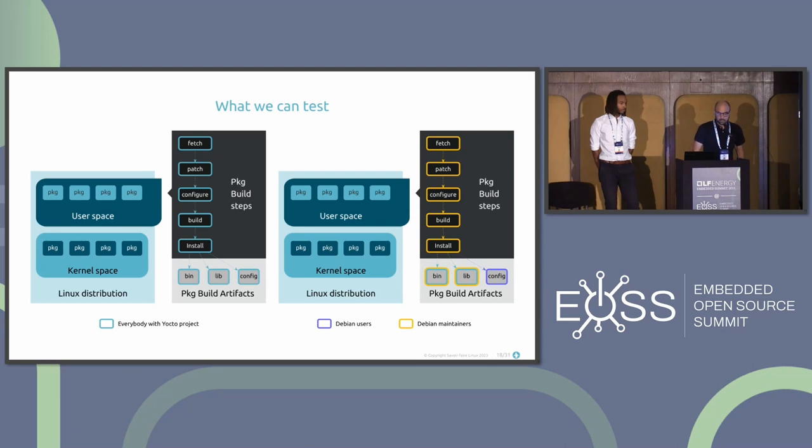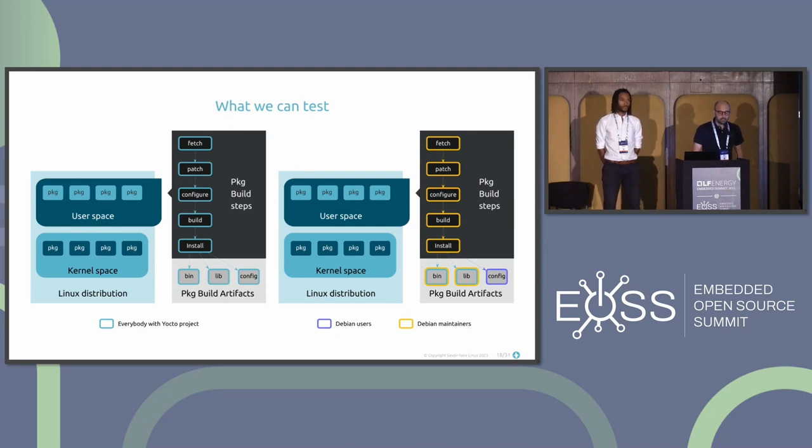What we can test is also important, depending on the distributions we're dealing with. On Yocto, because we are doing everything ourselves with the Yocto project and compiling everything from source, we can interact with all the steps. We can check that we can fetch, patch, configure, build, and install any packages, and of course we can check the artifacts.